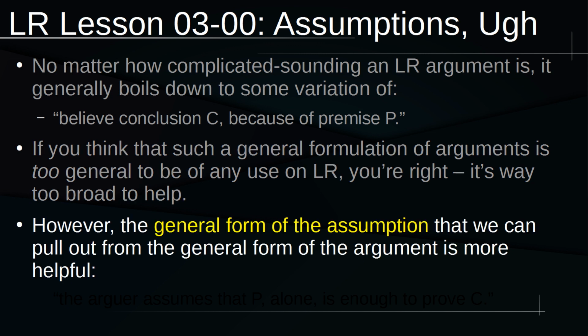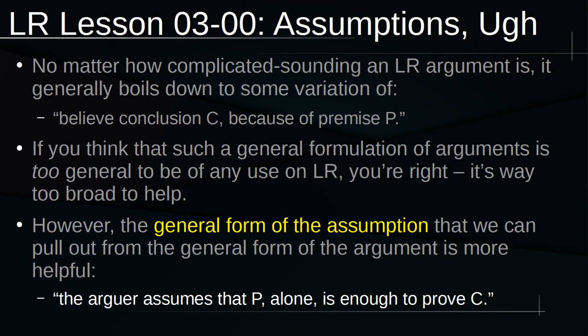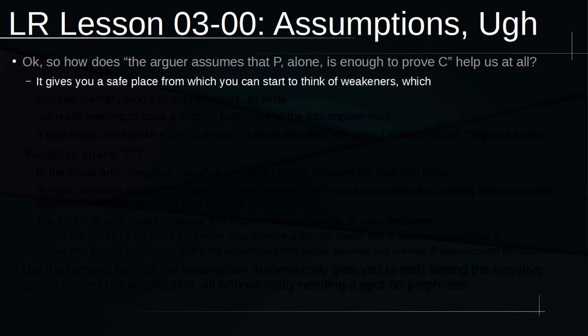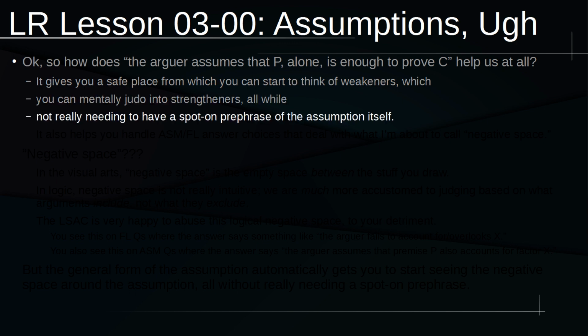However, the general form of the assumption that we can pull out from the general form of the argument is way more helpful. And that general form of the assumption is, the arguer assumes that P alone is enough to prove C. Okay, so the next natural question. So how does the arguer assumes that P alone is enough to prove C help us at all? It gives you a safe place from which you can start to think of weakeners, which you can mentally judo into strengtheners, all while not really needing to have a spot-on prephrase of the assumption itself.